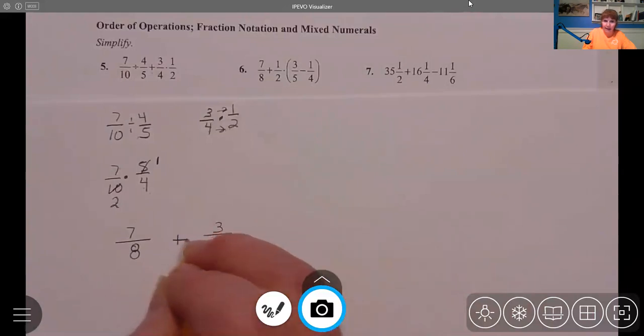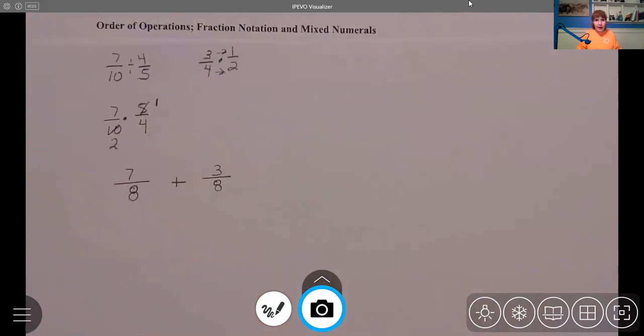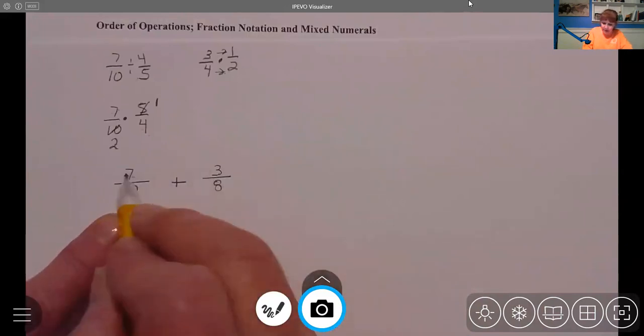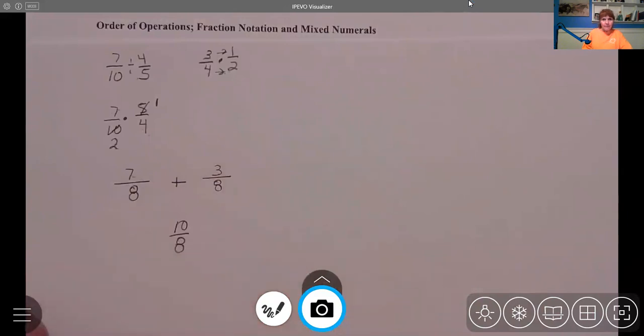And now we're going to add those two together. They already have a common denominator, which is awesome. We don't have to do that. So all we need to do is add the numerators. 7 plus 3 is 10/8. I'm going to reduce it. So here I'm going to reduce this before I make it a mixed number.